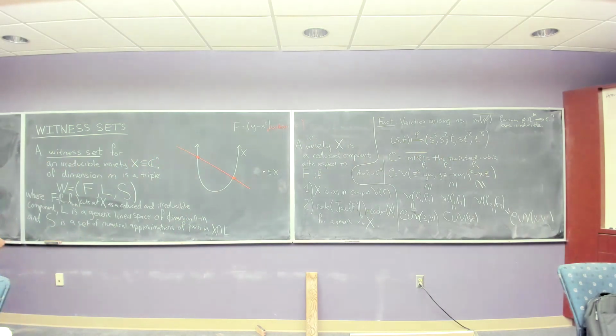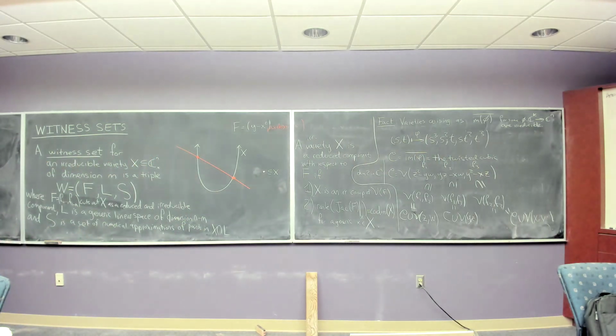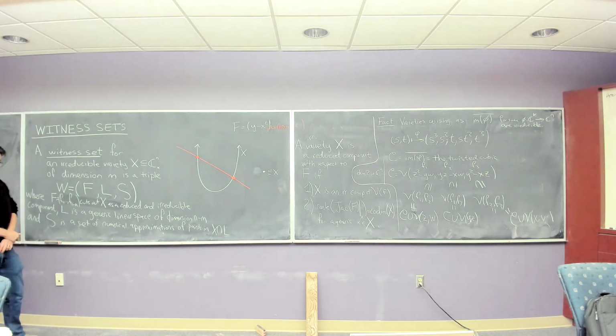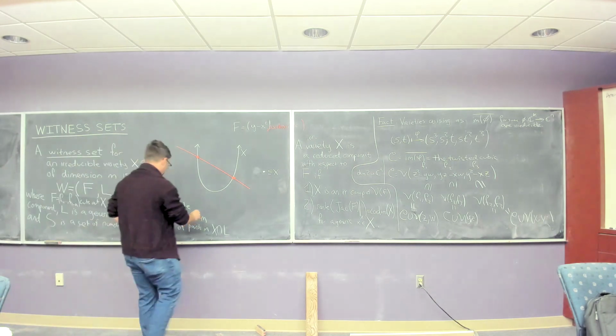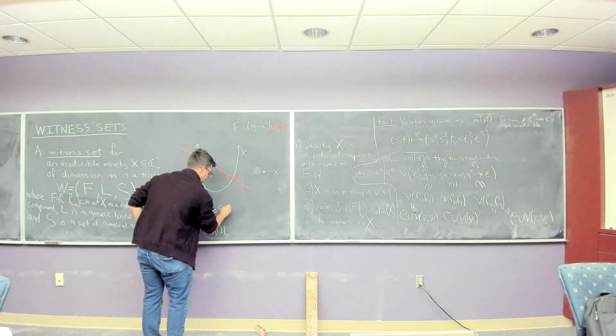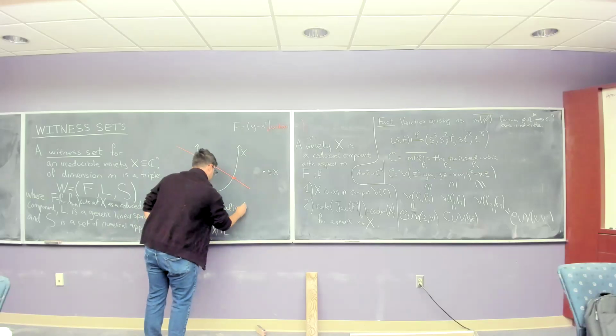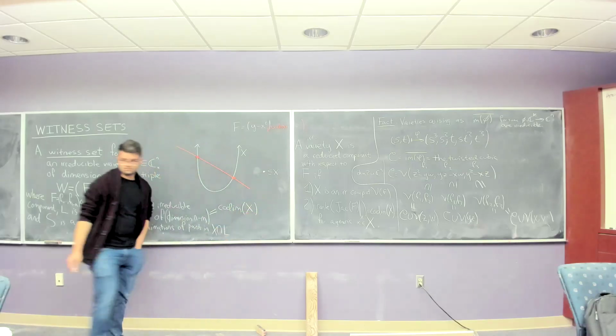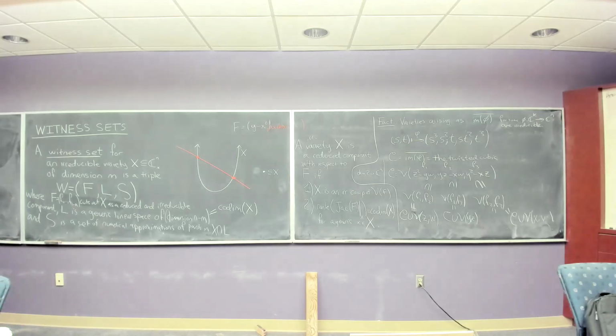So we want X to be a reduced and irreducible component. We want L to be a generic linear space of dimension n minus m, which, by the way, is equal to the so-called codimension of X. If you have something of dimension m inside of something of dimension n, its codimension is n minus m. Sometimes called the complementary dimension.